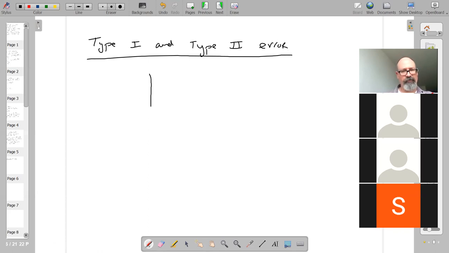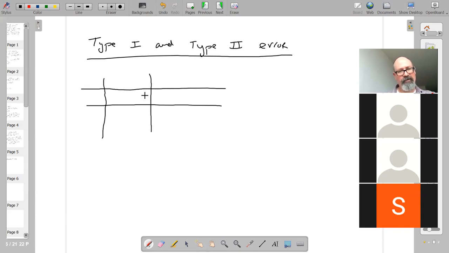is people draw a little table, like a matrix of possibilities. And it looks something like this. Here, I think along the top row, people generally record the two possibilities for the null hypothesis. And I'll talk a little about that in a second, to explain why you should be suspicious of this framework, but it's what we have.